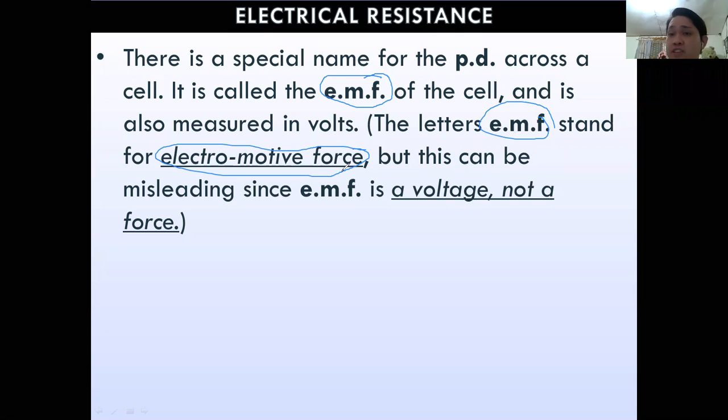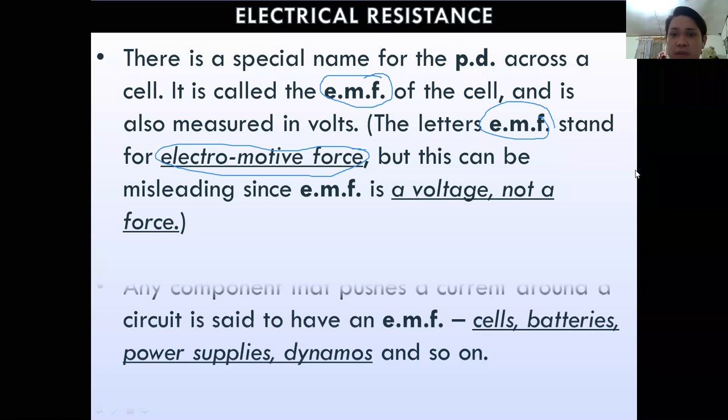Of course, it is also measured in volts. But this can be misleading since EMF is a voltage and it is not a force. Because of its name, electromotive force, it doesn't mean that it is a force. EMF is a special name for PD or potential difference, which is also known as voltage. So please do not be confused about the terminologies.